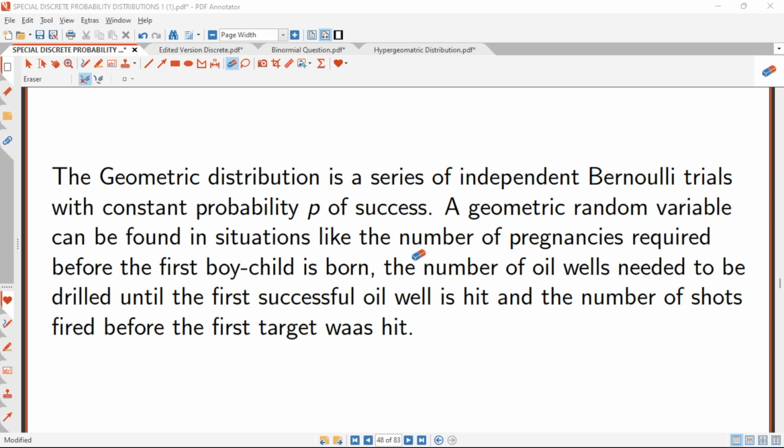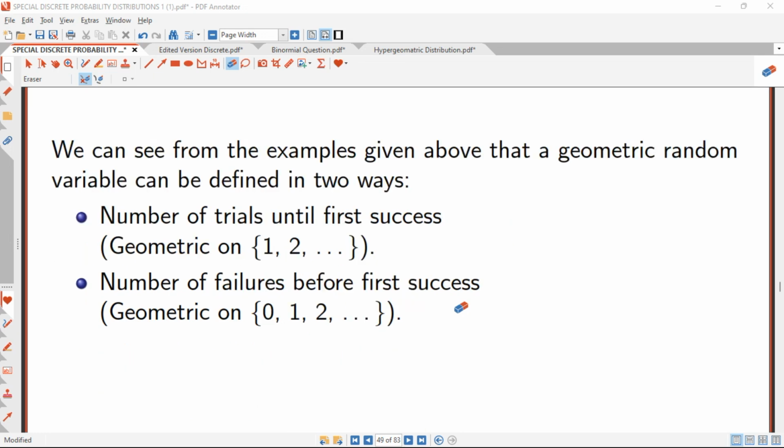The second one is the number of oil wells needed to be drilled until the first successful oil well is hit. It means that you are going to drill until you hit an oil well. That is also an example of a geometric random variable. And the last on the list is the number of shots fired before the first target is hit. Here you fire shots a series of times until you hit your first target. These are all examples of geometric random variables.